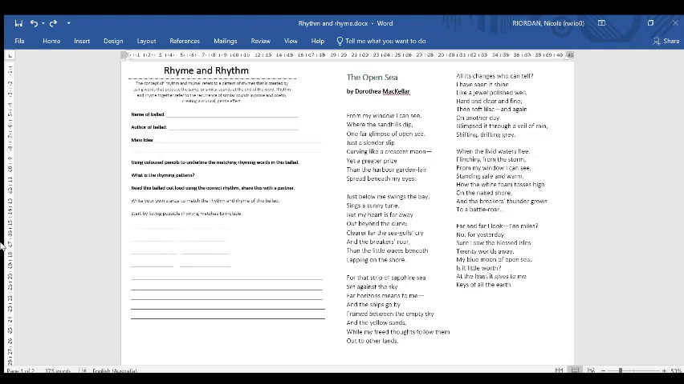From my window I can see where the sandhills dip, one far glimpse of open sea, just a slender slip, curving like the crescent moon, yet a greater prize. Then the harbor garden fair spread beneath my eyes.